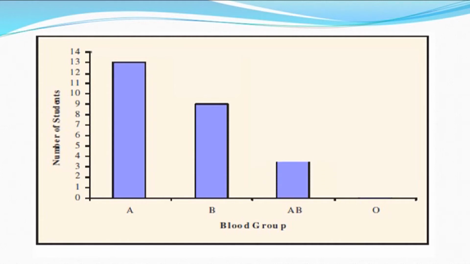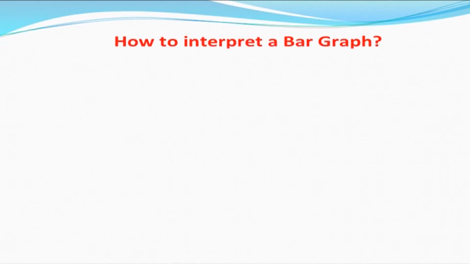Then blood group AB belongs to 6 students. So another rectangle is raised up to the height of 6 on the y-axis, and blood group O belonged to 7 students. So another rectangle is raised up to the height of value 7 on the y-axis. This particular diagram is called a bar graph, or say bar chart. Now let us understand how to interpret a bar graph.